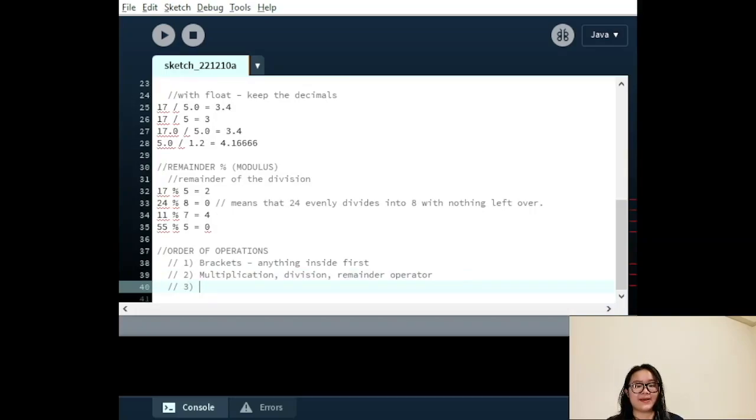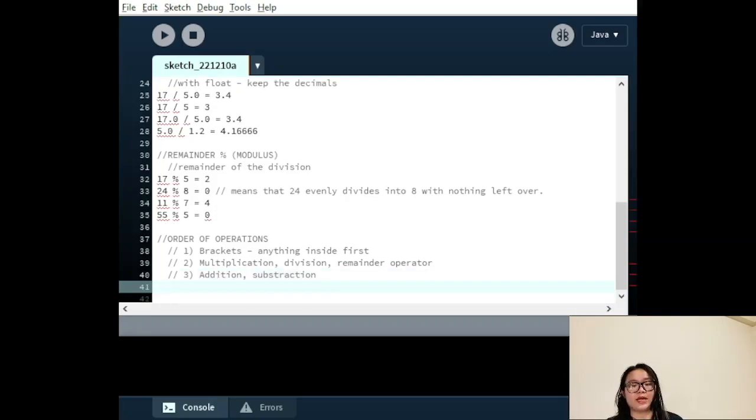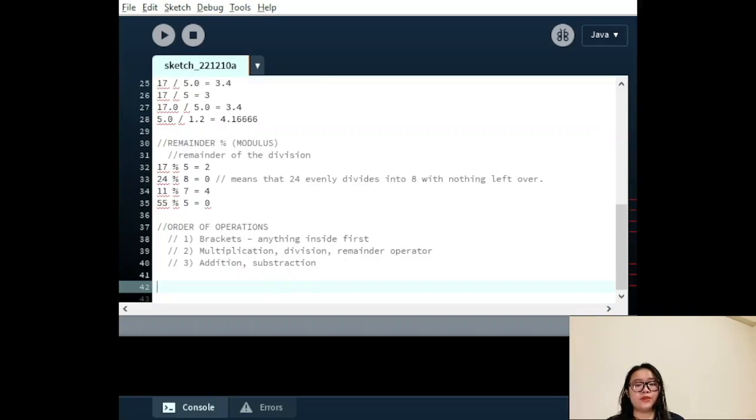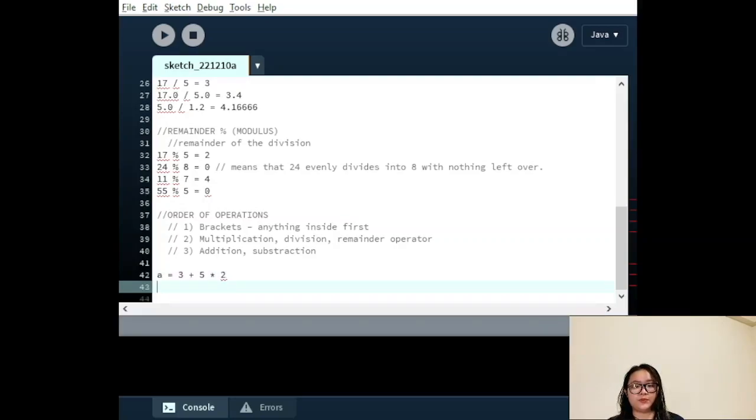Let's look at some examples with the order of operations. Firstly, we have a equals 3 plus 5 multiplied by 2. Here, we know that there are no brackets, so the order starts at the multiplication phase, with 5 multiplied by 2. We then add 3 with 10, and the result is 13.